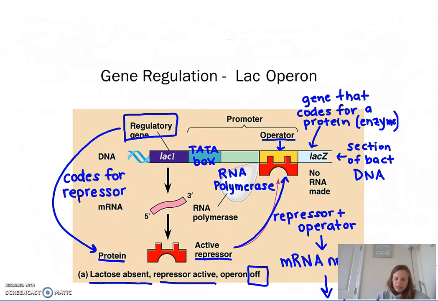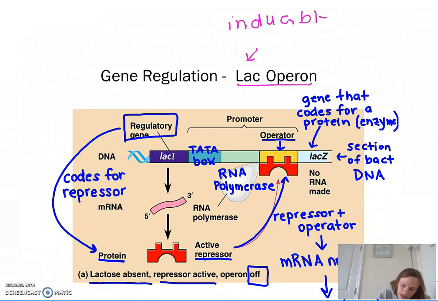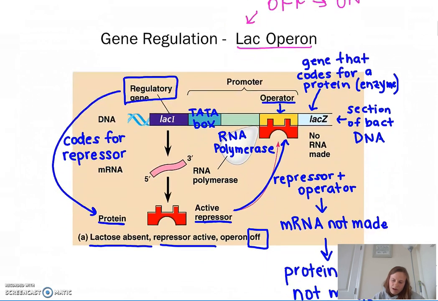So let's annotate this image to help us understand how the lac operon works. So remember, the lac operon is an inducible operon, meaning it is normally in the off position. Well, not normally in the off position. It's normally off, but it can be activated, thus turning the gene on. So let's start by labeling some key components of the lac operon.